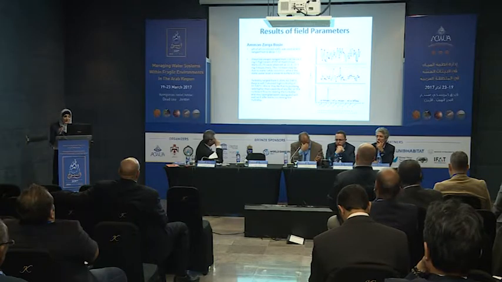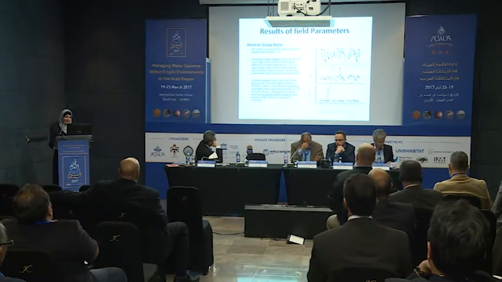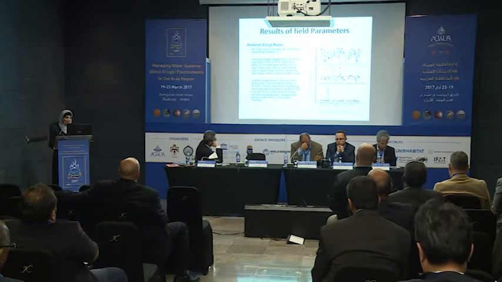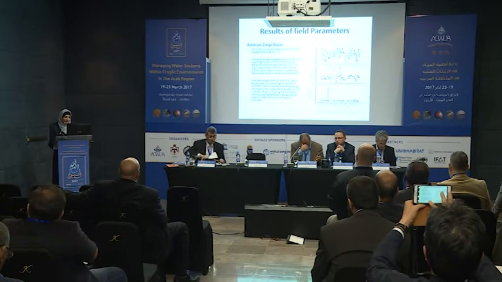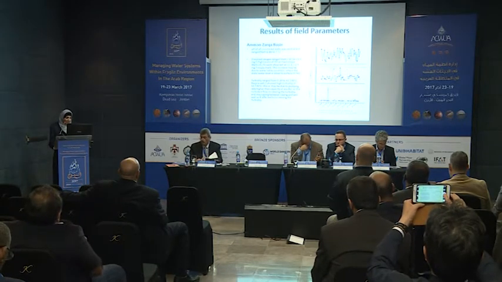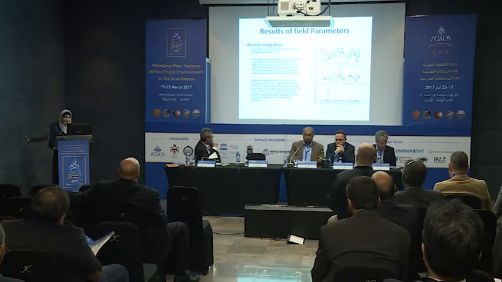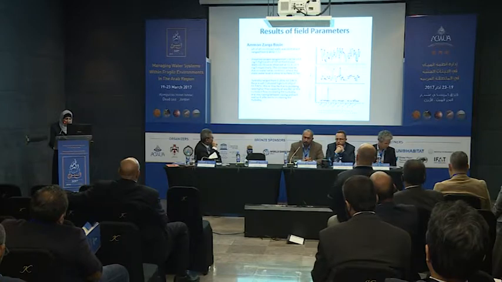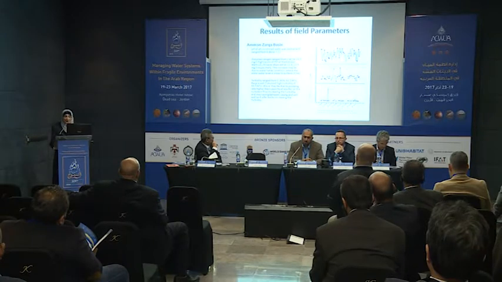Here are the results of field parameters. You can see here that in Amman Zarqa Basin, the pH was normal and within the acceptable range from 6.8 to 7.7. Regarding dissolved oxygen, we have a large variation in the wells, as you see in the drawing. And for turbidity also, we have variation, and we have an extreme value up to 43.5 NTU, and this is due to pumping rate higher than capacity of the aquifer.